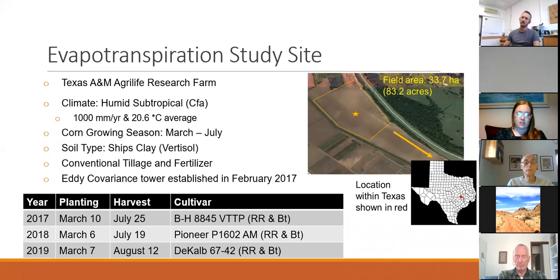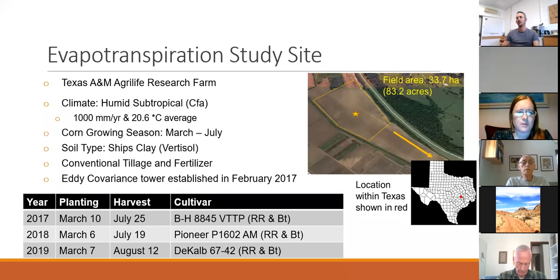So our study site for this is the Texas A&M Agricultural Research Farm. It's located near College Station, Texas. If you see on the map of Texas, there's a red highlight of the county where it's located. And then we have a diagram of the field. It's this large area that I outlined in yellow. The star in the center is the location of the eddy covariance tower. And right along the field is the Brazos River. So that adds a bit of an edge to the field.